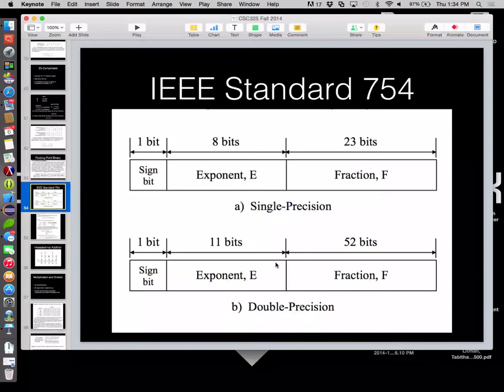The reality is Java actually implements theirs a little bit different, but for our example here, think of this as being a float and this being a double as the difference between these two standards. Okay, so they've broken this down into two sandwiches, if you will.